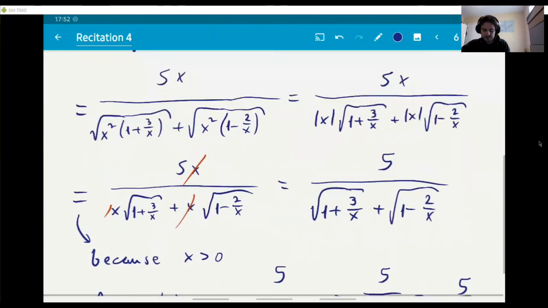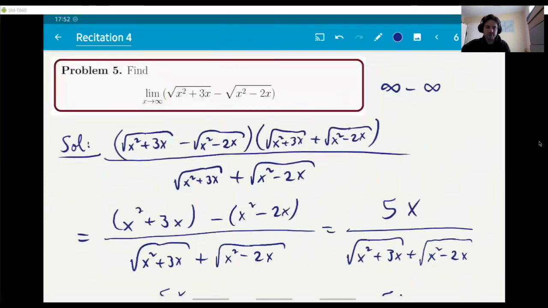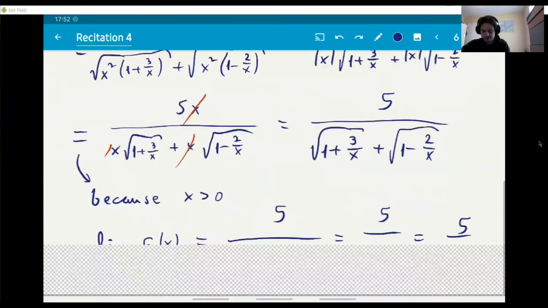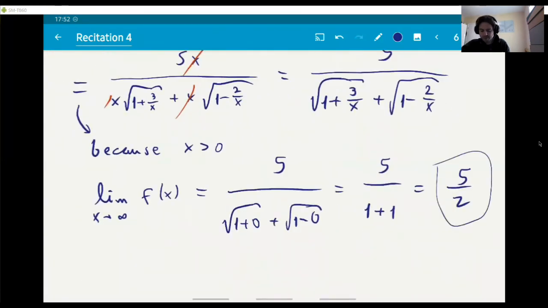I encourage you to plug in large values of x in this expression. Take x equals 100, take a calculator, see what happens. Take the square root minus the other. You're going to find a number that's very close to 2.5, which is 5 over 2. If you don't, that means we have a mistake somewhere.